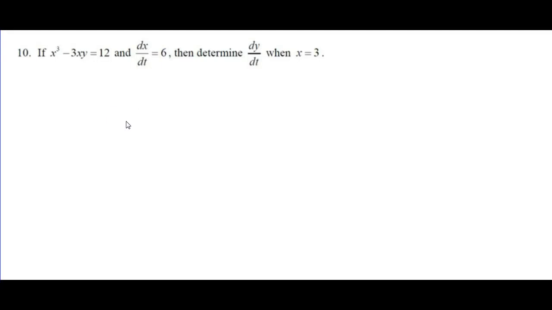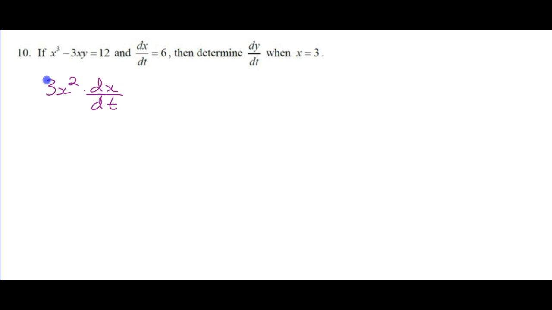So if x squared minus 3xy is 12 and dx by dt is 6, then determine dy by dt when x is 3. So what we want to do is take the derivative with respect to time, with respect to t, of both sides, right? So we're just going to take the derivative of x cubed with respect to t, which is 3x squared times dx by dt.